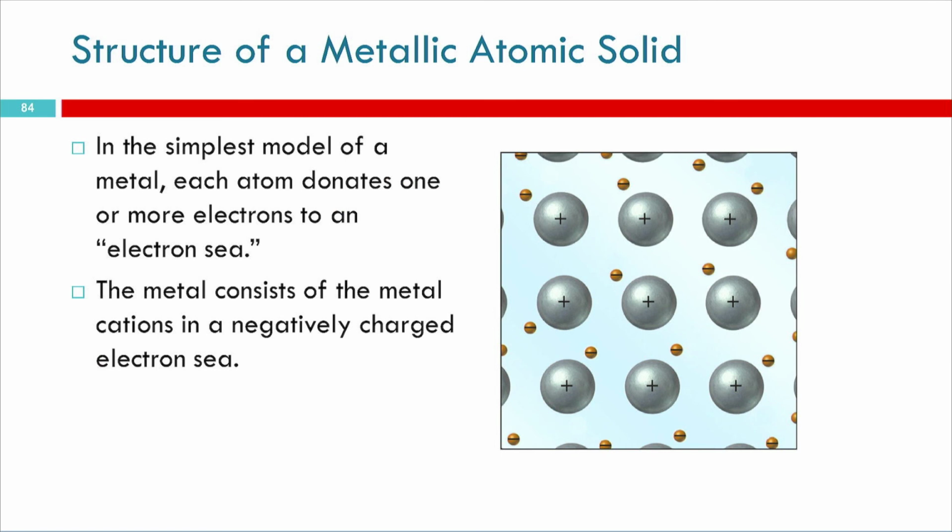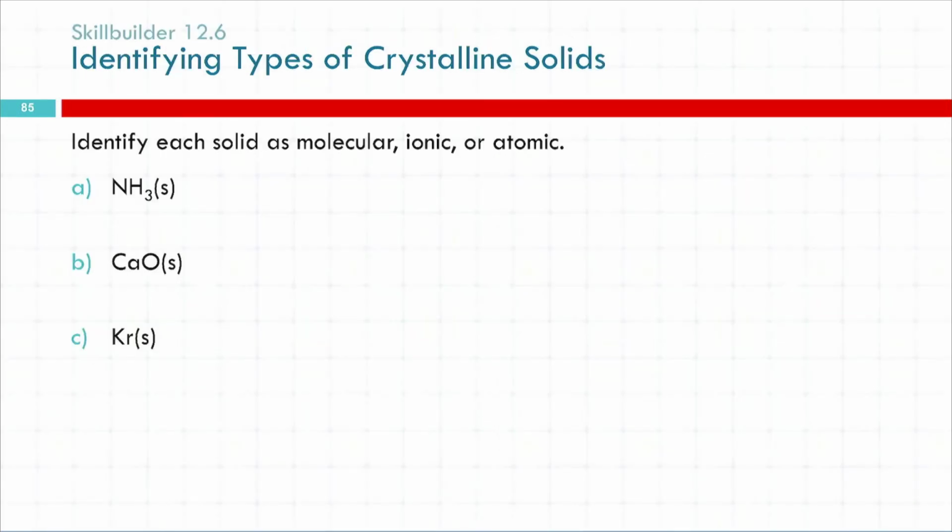All right, so in our simplest model, we have each metal donating one or more electrons to this electron sea. And the metal consists of the metal cations and a negatively charged electron sea. So they're just all kind of in there together. The positive nuclei aren't moving around, but the electrons are shared and interchanged between all of the metal atoms.